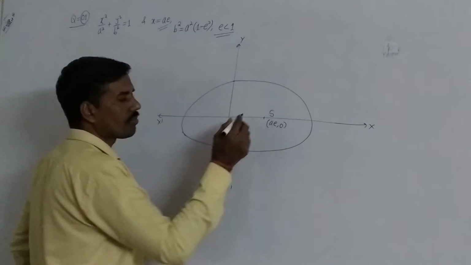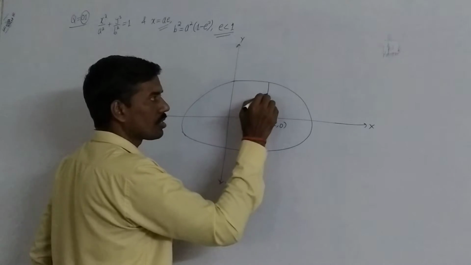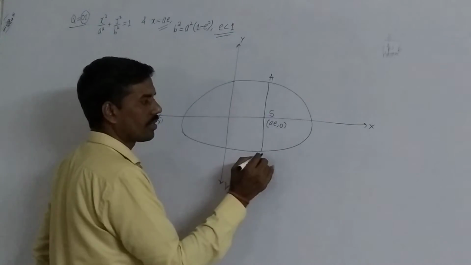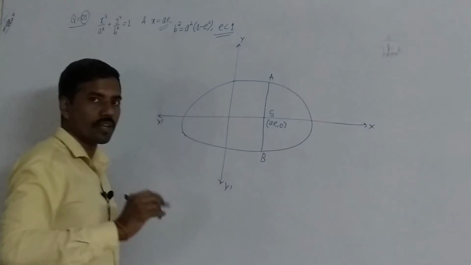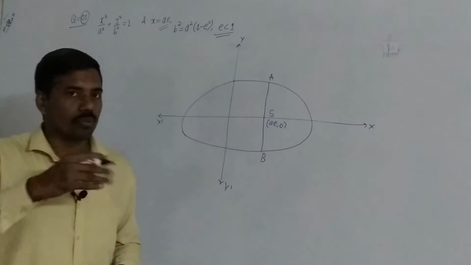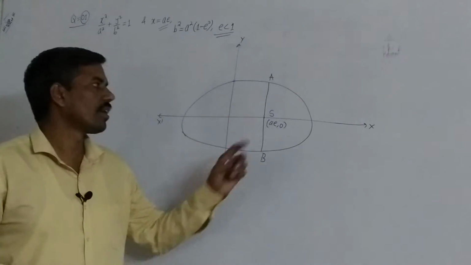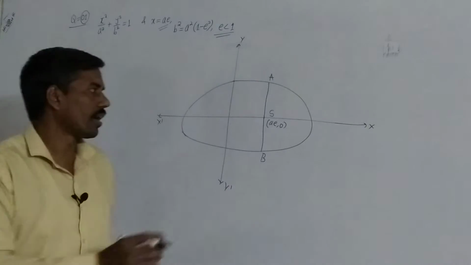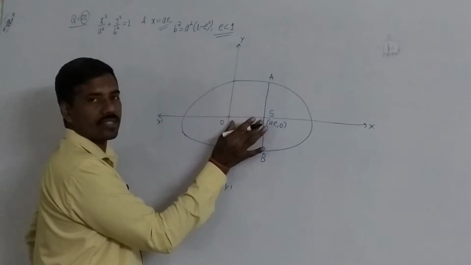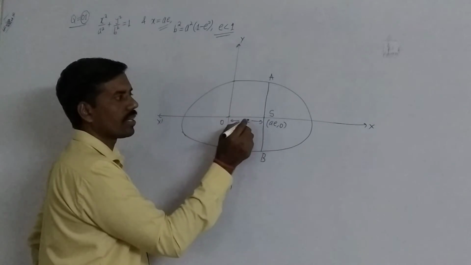So the equation of a line passing through the point S which is parallel to y axis, this one is A and B, AB. So AB is the line segment which is passing through the point S whose coordinates are AE and 0, and this one is the origin. So OS is AE, the measurement of OS is AE.